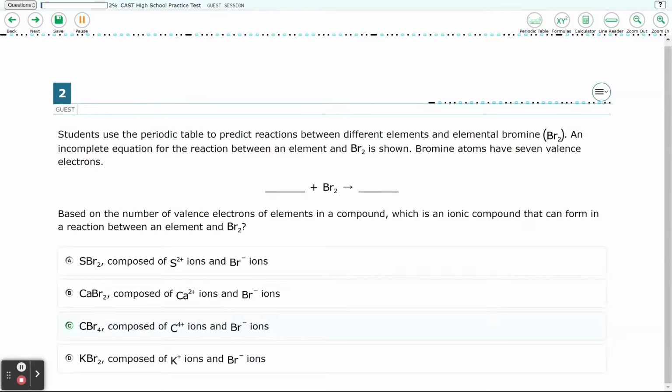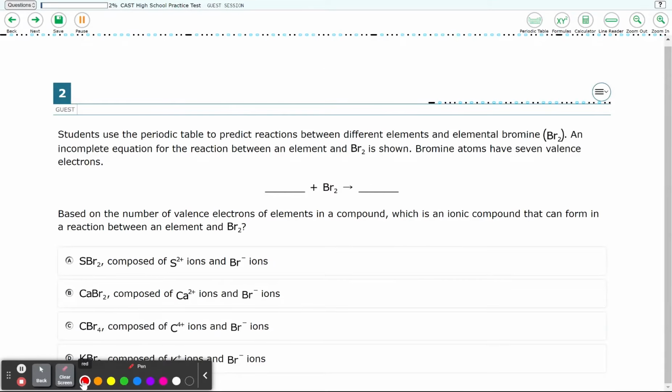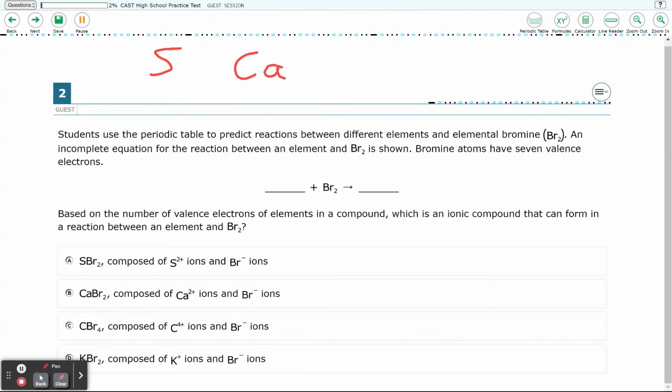KBr2, composed of K plus ions and Br minus ions. Go ahead and choose your answer now. To get our answer for this, we're going to need to look at the periodic table. So I'm going to just write down the elements that we have to possibly bond with the bromine. And remember, this is an ionic bond.